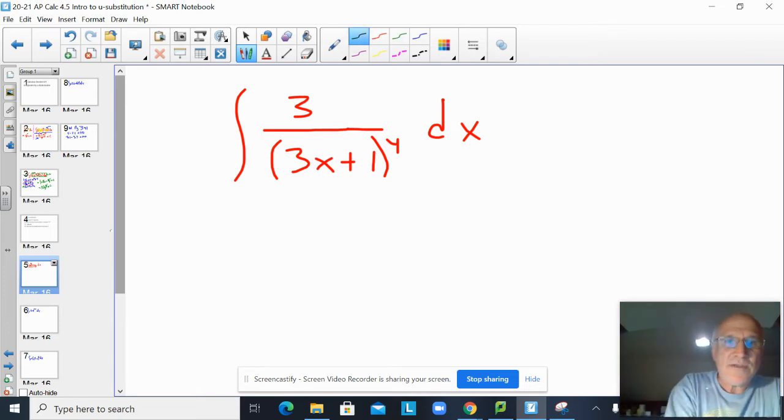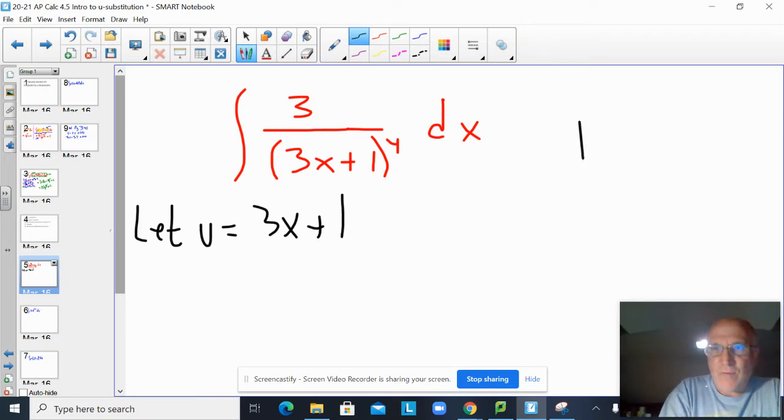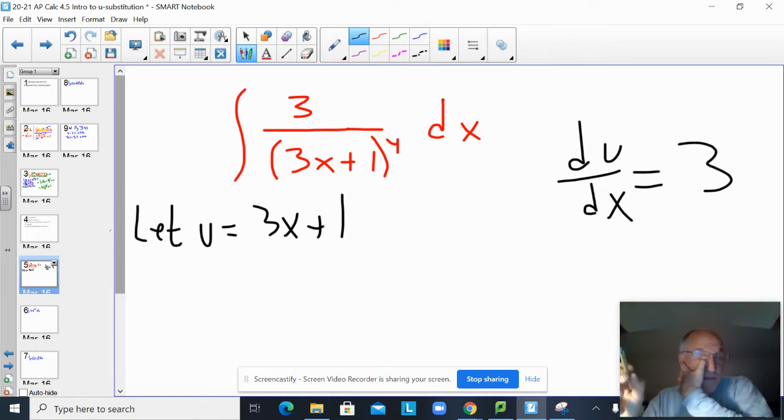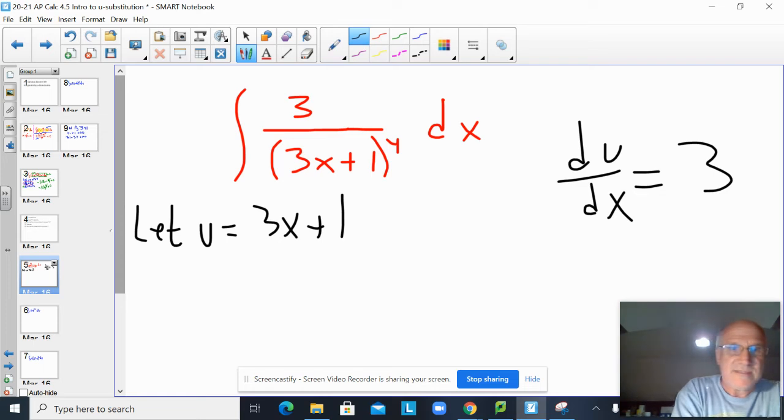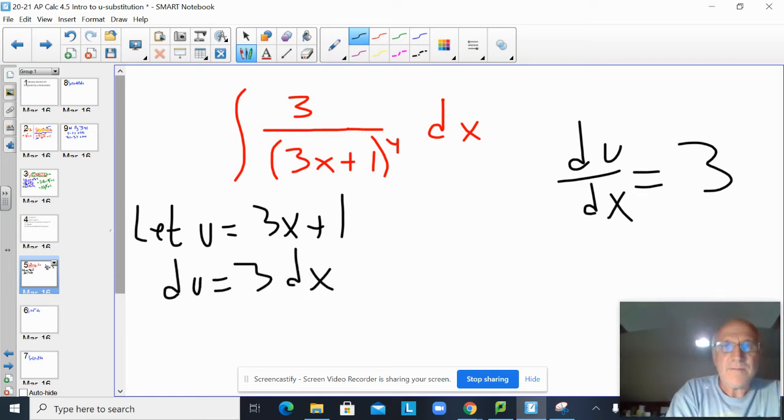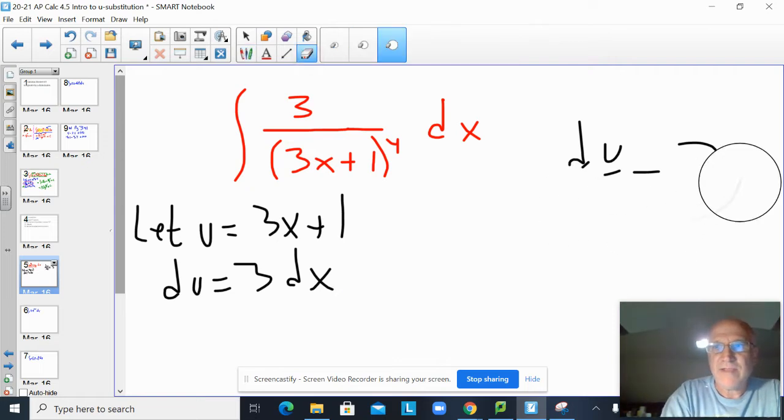So we're going to let u equal 3x plus 1. And now again, instead of writing du dx, which I'm going to erase in a minute, instead of writing du dx equals 3, I'm going to write that moving the dx to the other side. So I'm going to write this as du equals 3 dx. So as promised, I'm going to erase that.